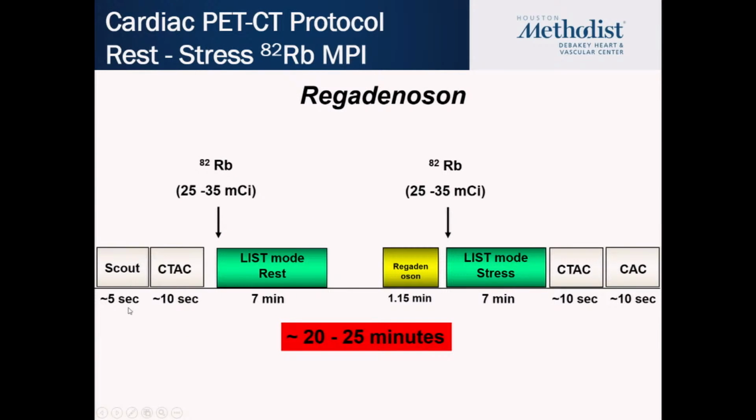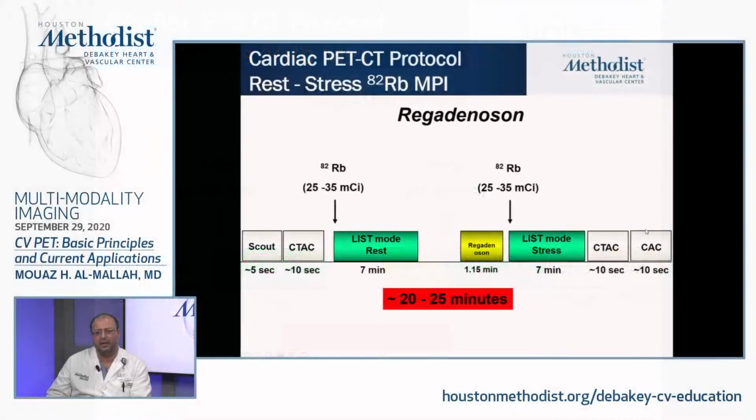So this is our protocol. The patient walks in, gets a scout, then CT attenuation correction, and then the patient will go ahead and have the acquisition in the list mode. I'll explain in a bit what list mode is. Wait a few seconds, inject regadenoson, inject the list mode in here, and then you can go ahead and do CT attenuation correction and calcium score. You can do calcium score at the end, or you can do it in the beginning.